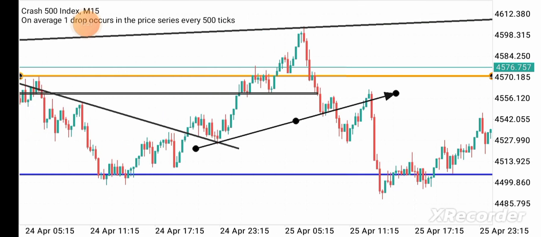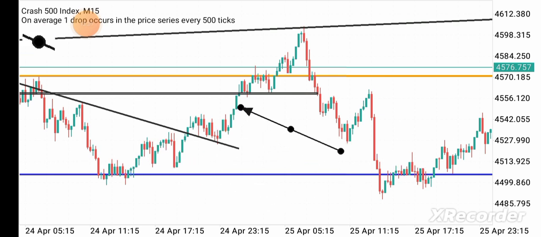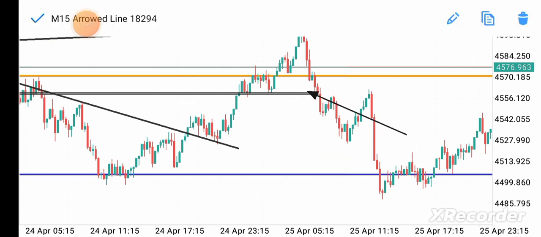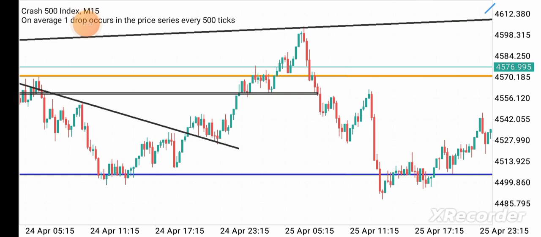Seeing this movement, I knew the market was going to sell. This is a kind of corrective movement, a mix of red and green candlesticks, so I knew the market was going to sell. All I had to do was join some trend lines and wait for a breakout and a retest as usual.